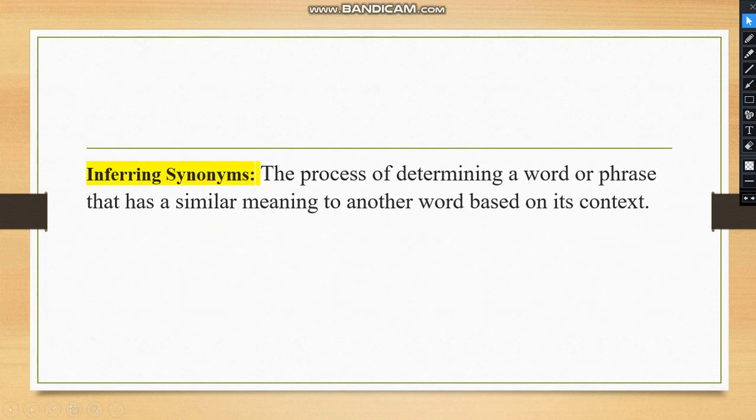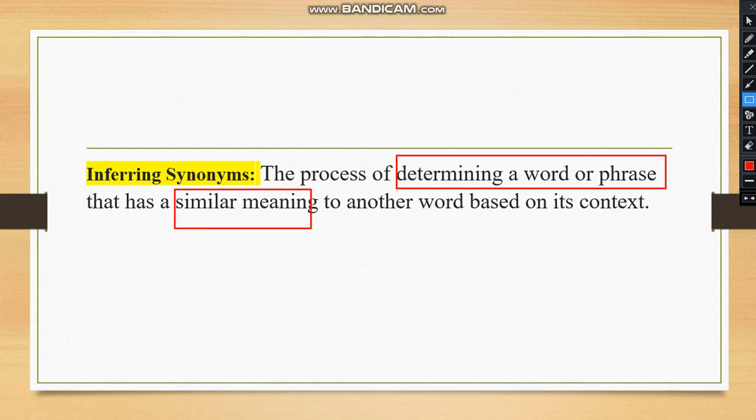The first thing that we need to know is what inferring synonyms is. It is the process of determining a word or phrase that has a similar meaning. So what we try to determine is another word or phrase that has a similar meaning to the word that's mentioned, based on the context.